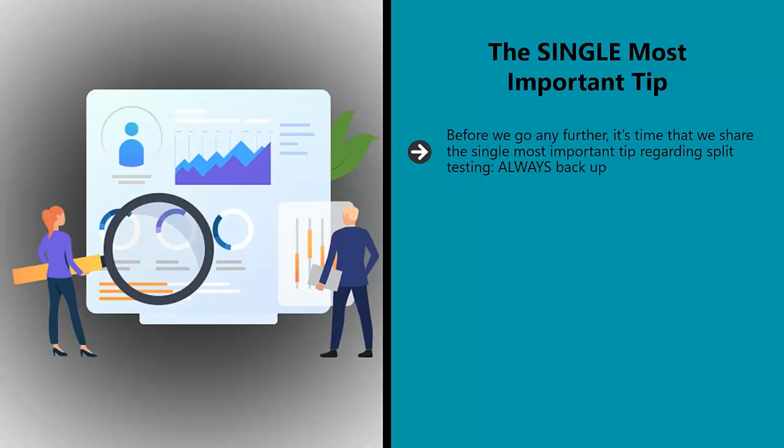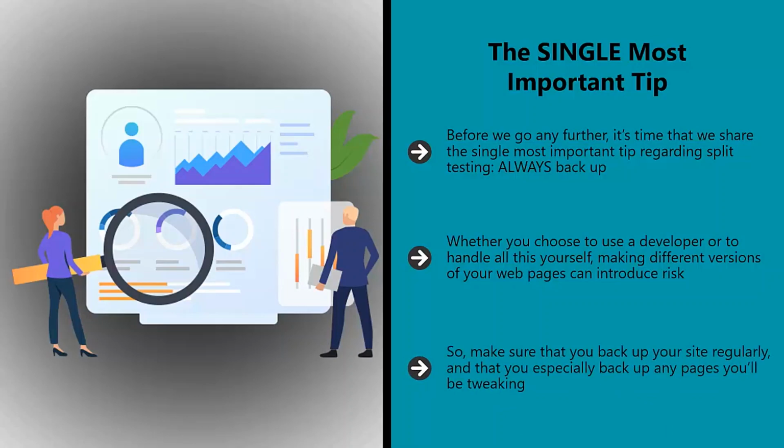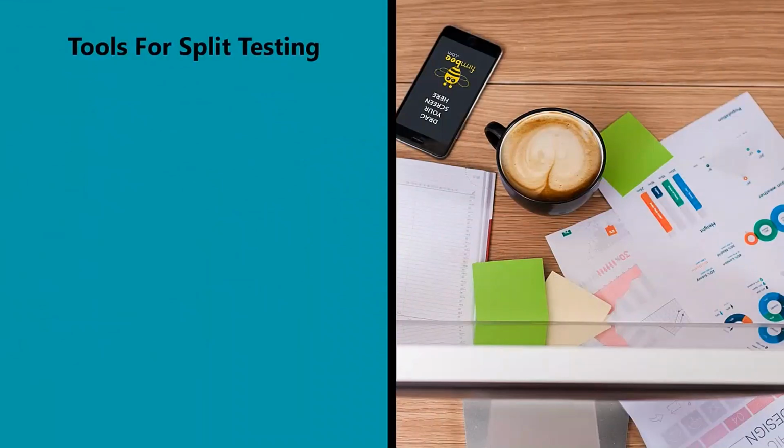Always back up. Whether you choose to use a developer or to handle all this yourself, making different versions of your web pages can introduce risk. This is especially true when using the include method or others that actually alter the content on the original version of the page. So, make sure that you back up your site regularly and that you especially back up any pages you'll be tweaking. Tools for split testing.